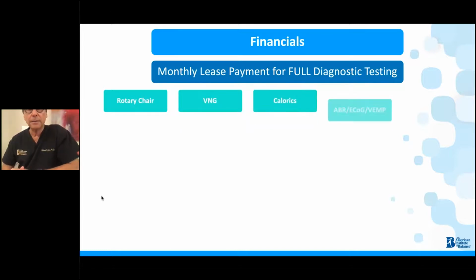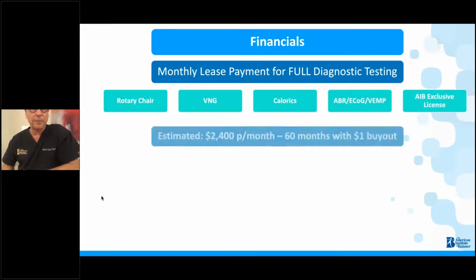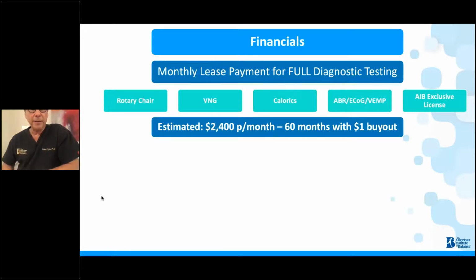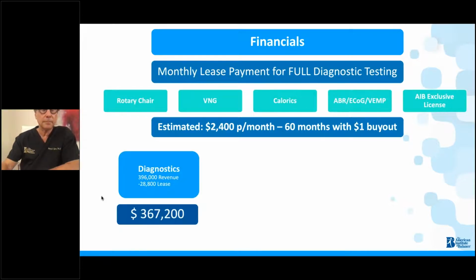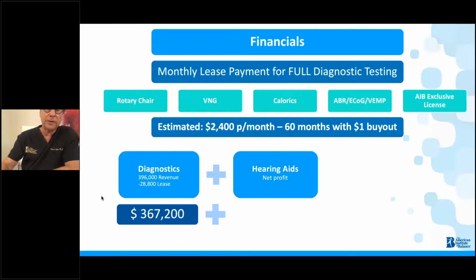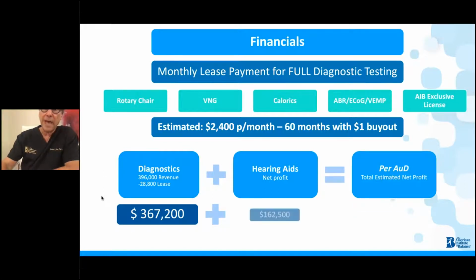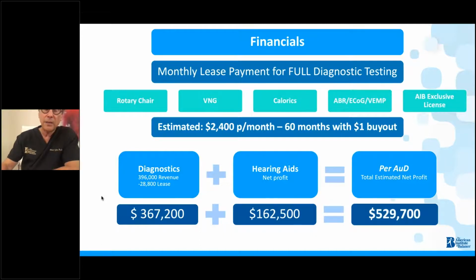And again, what do you net from this? The hard costs are the same. So if you don't have an assistant and you're just paying yourself, and we don't add that in, it's well over 360,000. Then you have revenue from hearing aids. So it's very easy to see that within a private practice, you can do quite well.